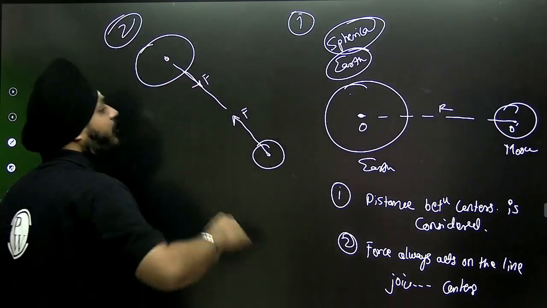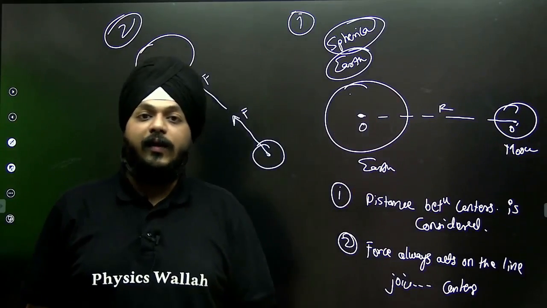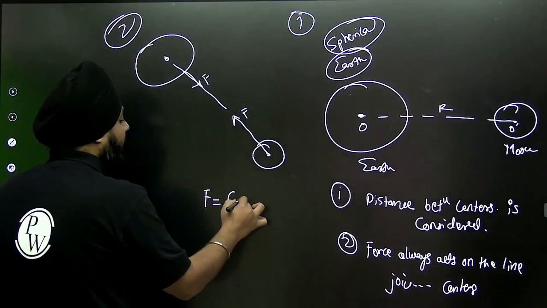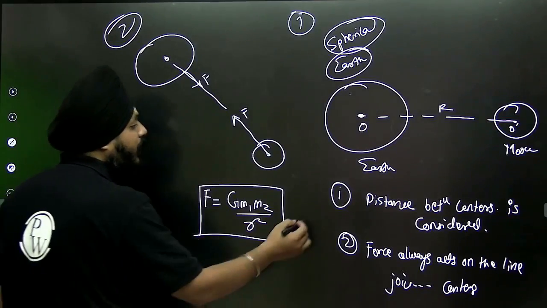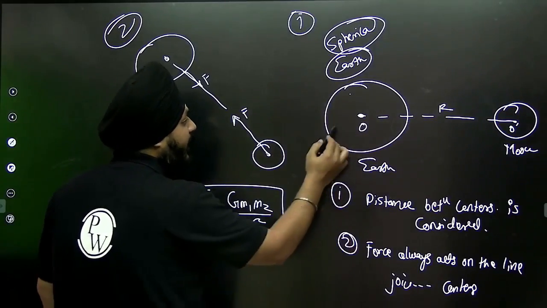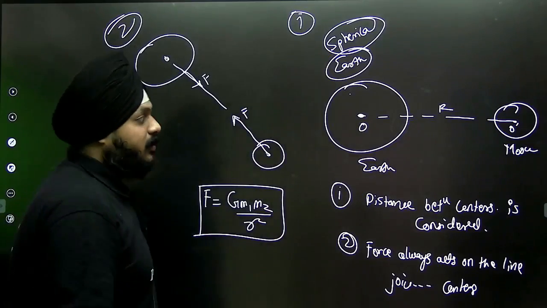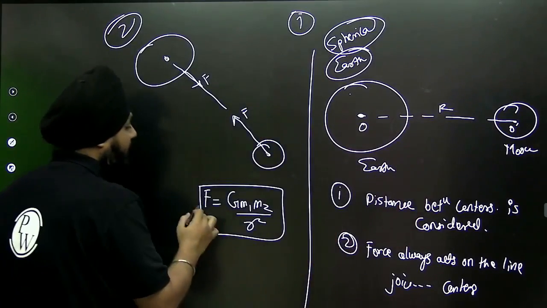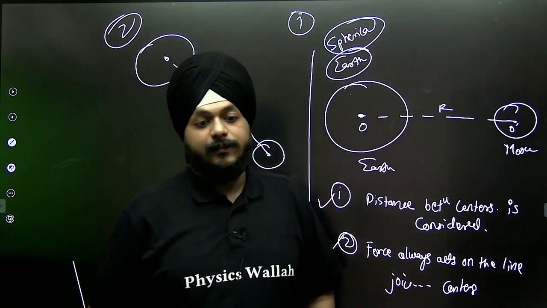This is one of the limitations of Newton's law. Suppose they are separated by a distance apart, we can directly use this formula F is equal to G m1 m2 whole divided by r square. But for that, we need some precautions: first, the distance between their centers is always considered, and second, the force always acts on the line joining the two centers. If for spherical bodies separated by a distance apart we are using this formula, then these two things need to be considered.